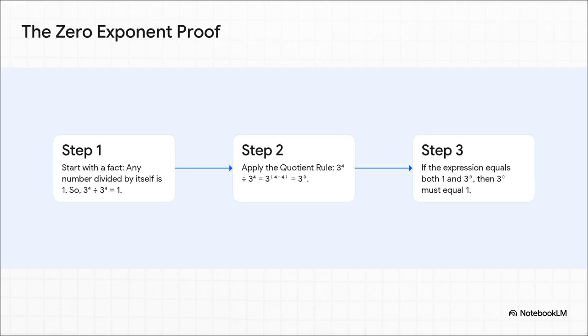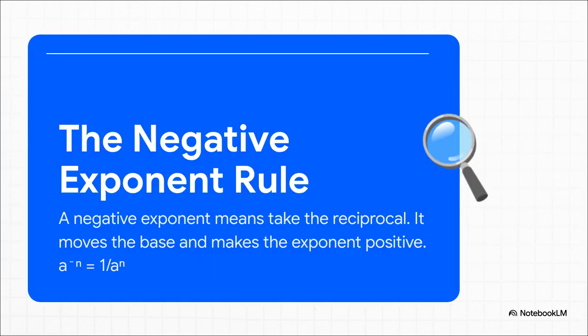And here it is, step 3, the big aha moment. If that same expression equals both 1 and 3 to the 0, then 1 and 3 to the 0 must be the same thing. It has to equal 1. It's the only way for the rules of math to stay consistent. It's pretty cool, right? So what about those pesky negative exponents?